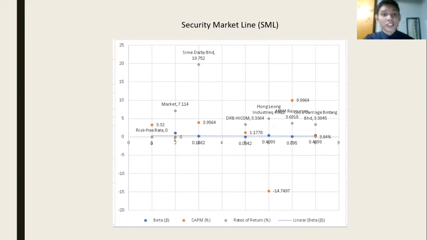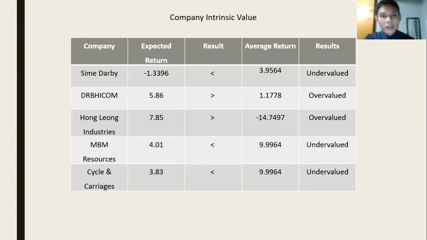Next is company intrinsic value. On the basis of this, Darby Berhad's projected return is overvalued at 1.3396% compared with 3.9564% average return. This reveals it to be an undervalued stock, which means the worth of the company is equivalent to the actual price of the market.